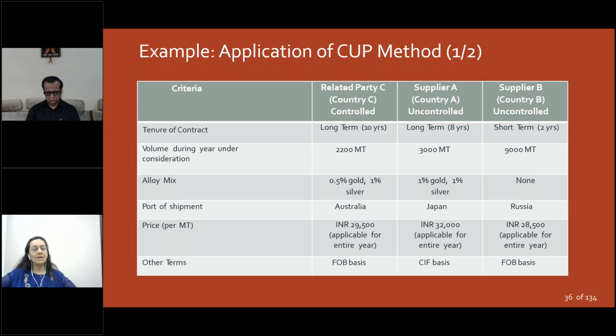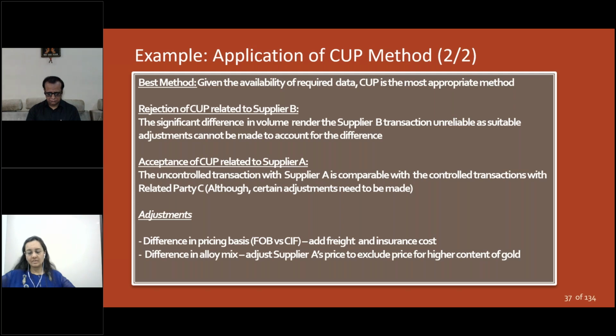So supplier A becomes the comparable. Now in supplier A, I'll have to adjust for the alloy mix and for FOB and CIF terms. If I can make reasonably accurate adjustments for these two criteria, then I can compare the per metric ton price for my related party transaction vis-a-vis supplier A, and therefore CUP can be easily applied. This is the same thing that I've said in this slide.